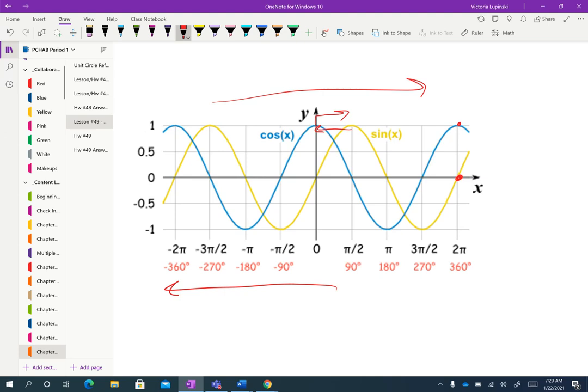So that's something you have to be really mindful of when you're given more than one cycle. Is it a sine wave or is it a cosine wave? And sometimes it's both.